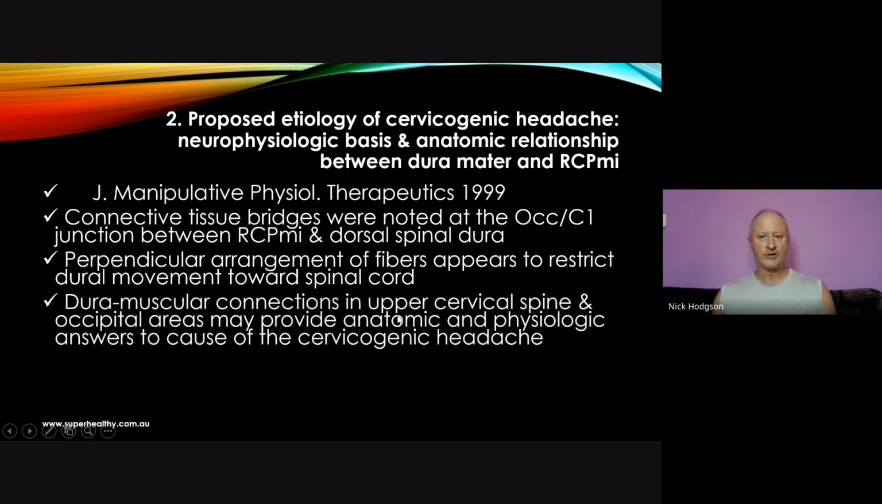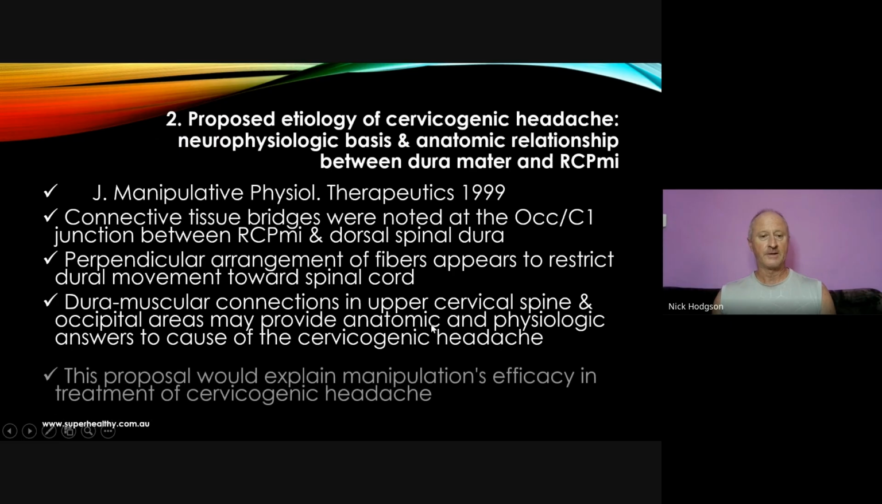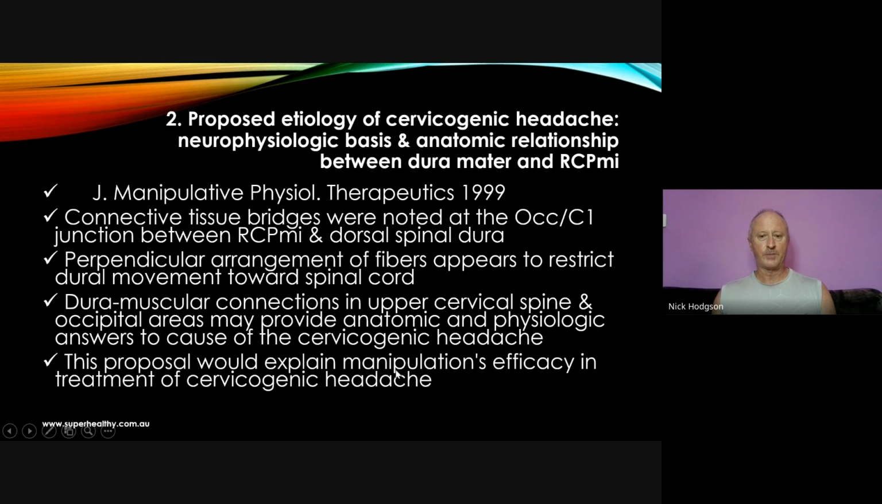So these connections in the upper cervical spine may provide anatomic and physiologic answers to the cause of cervicogenic headache. This proposal would explain the manipulation's efficacy in the treatment of cervicogenic headache. So we can see we've got normal anatomy, we've got the possibility of abnormal function, and then we've got the possibility of positive outcomes from our treatment.